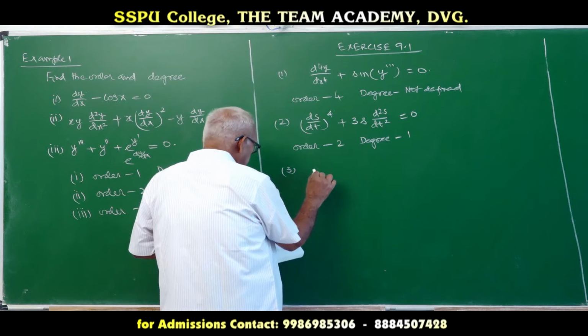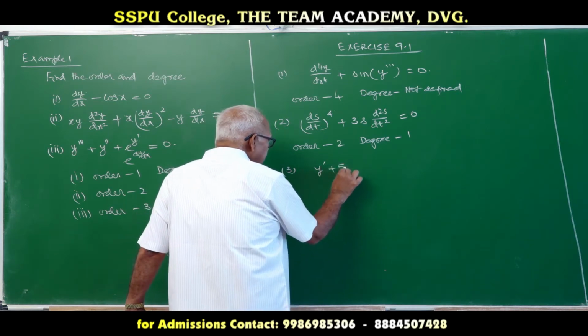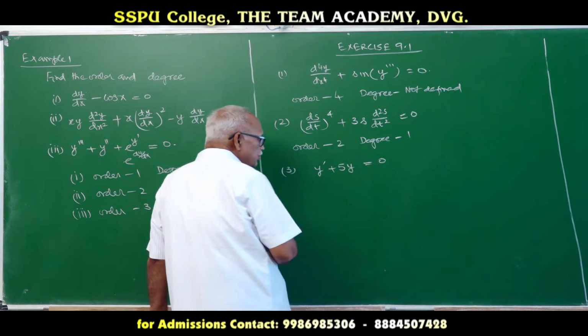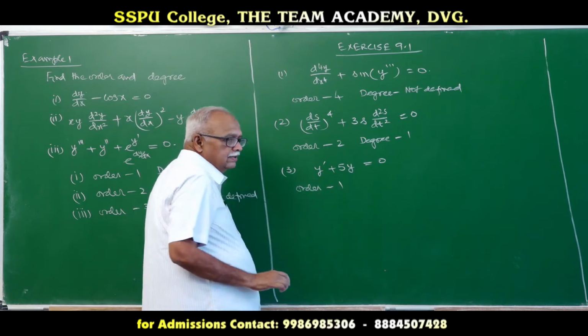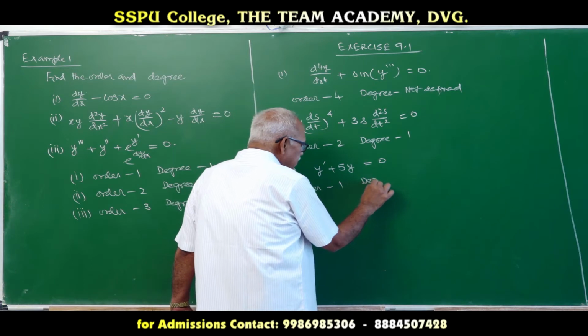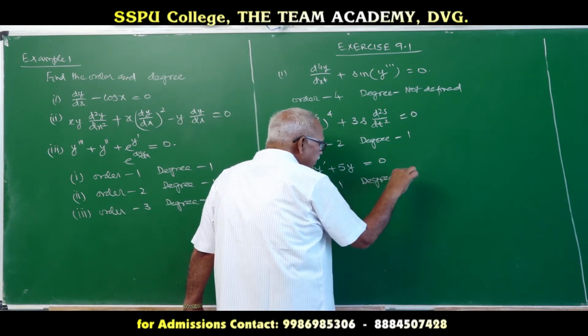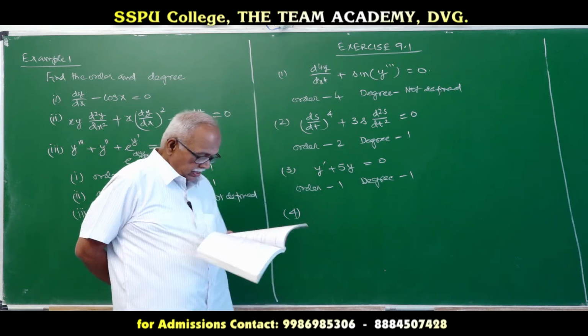Let us see this question: y dash plus 5y is equal to 0. What is the order here? Only one order is there, first order, and the power of this first order derivative is also 1. So the degree is also 1.